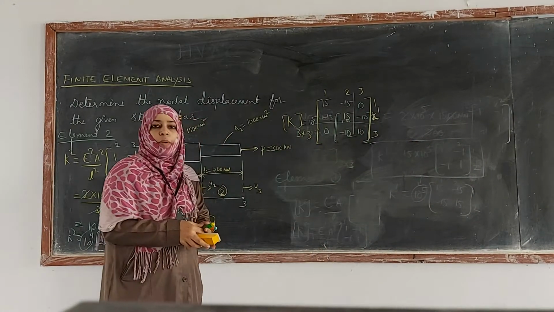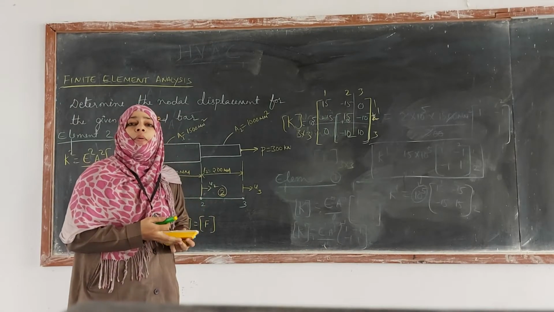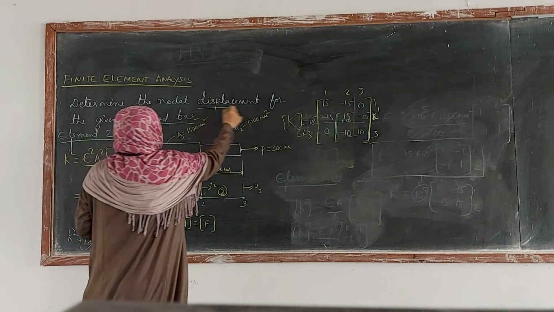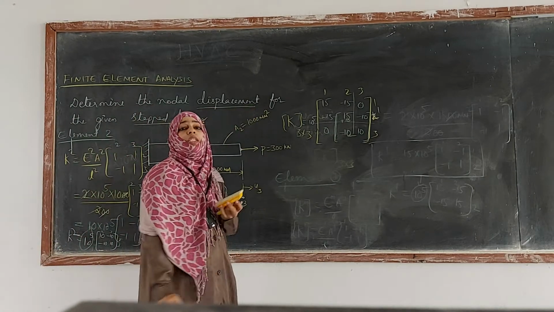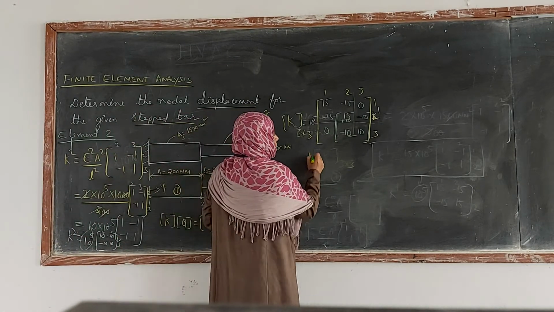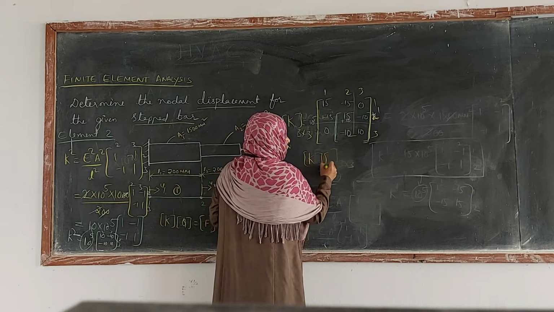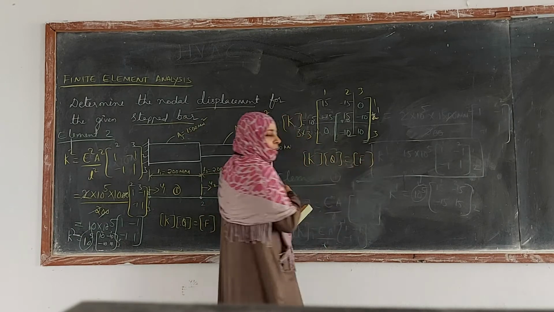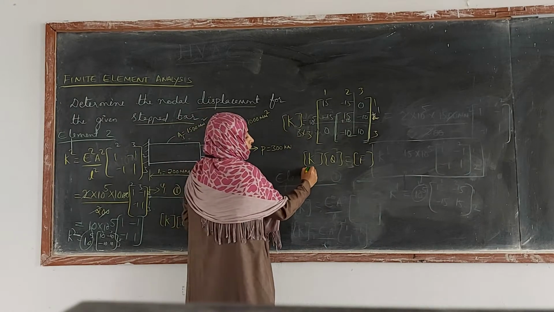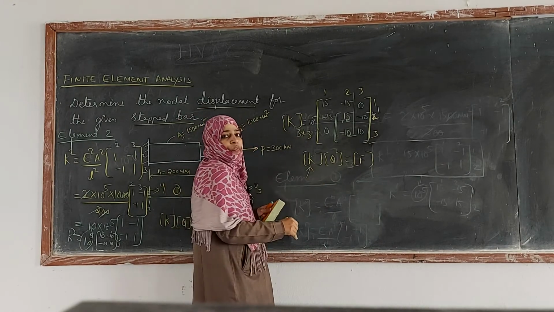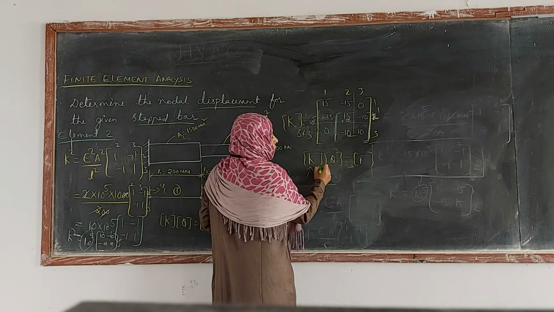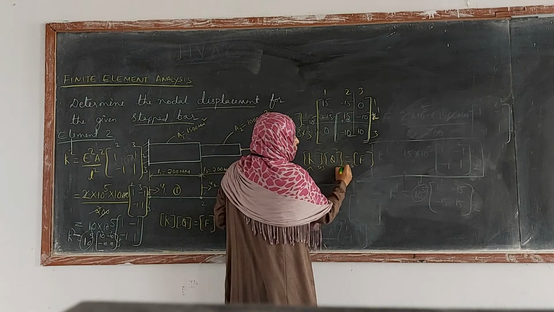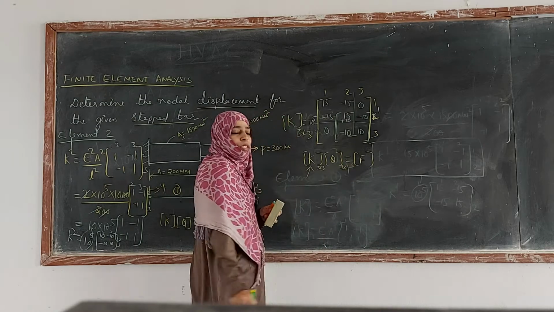So actually our aim is to find the displacement matrix of the stepped bar. Okay, displacement we need to find. So we know that to find the displacement, the formula is K Q is equal to F. Okay, so we have calculated the global stiffness matrix, which has the size of 3 by 3, and this is the displacement matrix which we need to find. Okay? And this is the force vector.